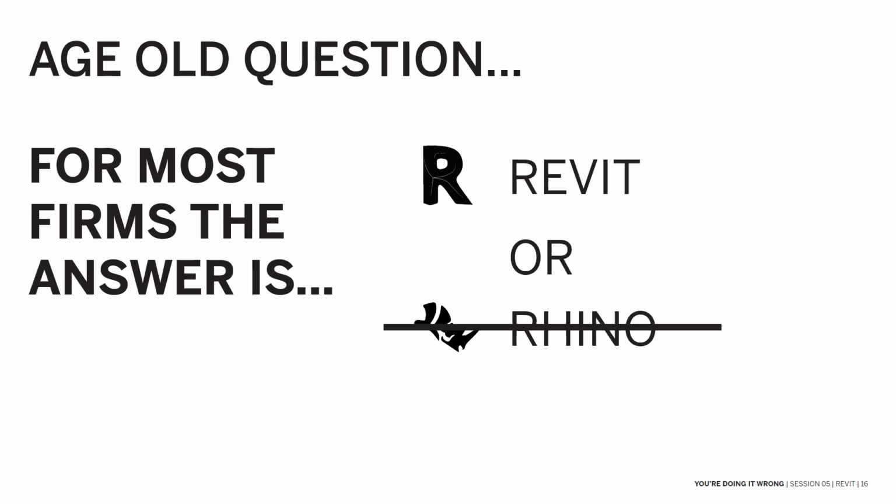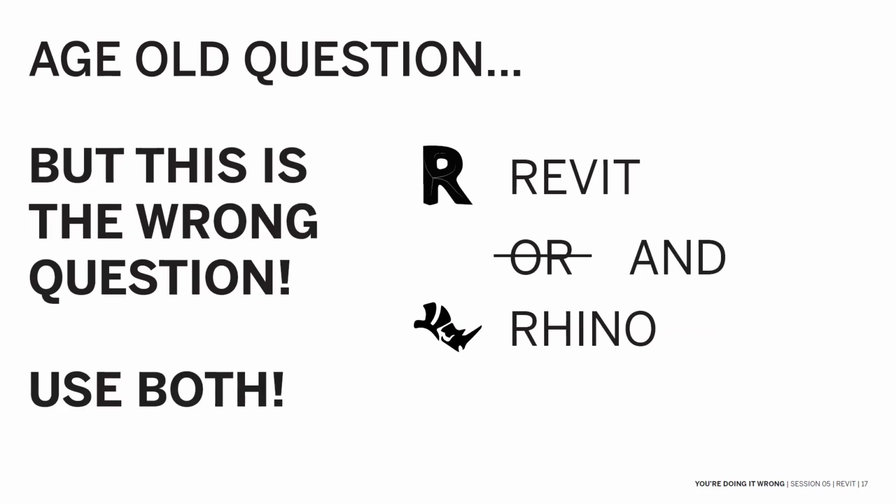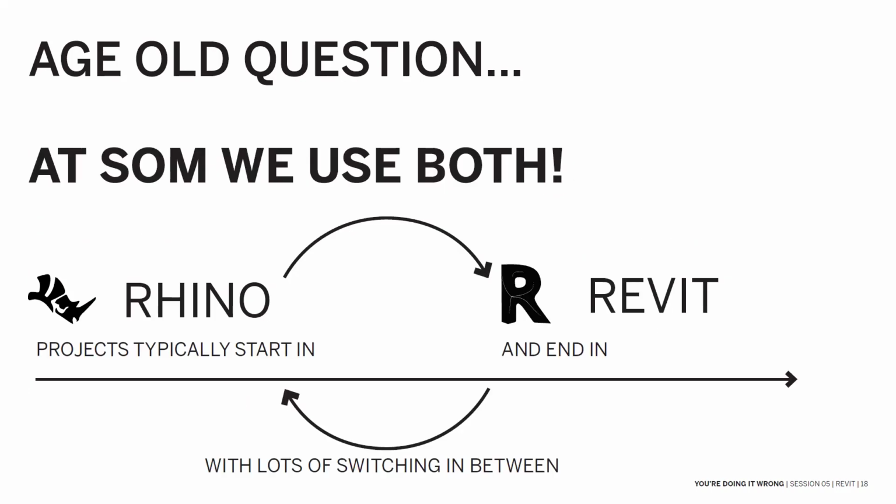But I think the correct answer is not either or, it's both and, because both have strengths and weaknesses, and it's important to be able to utilize each software for that specific strength or weakness. So here at SOM, we heavily use both. We use Rhino for a lot of the schematic design or the early design phase, because Rhino is a lot more free and flexible for manipulating and creating geometry.